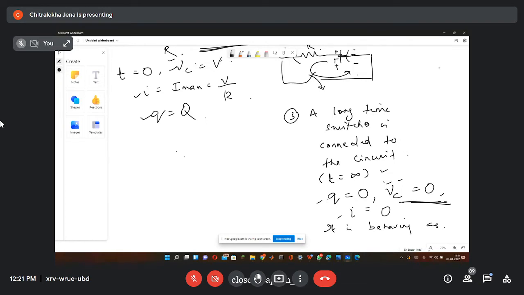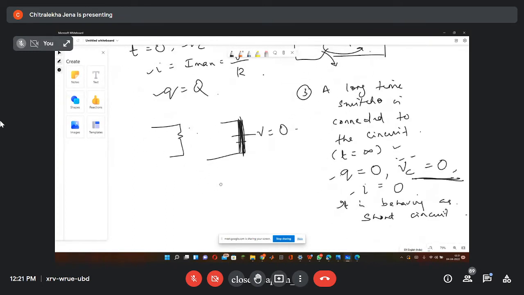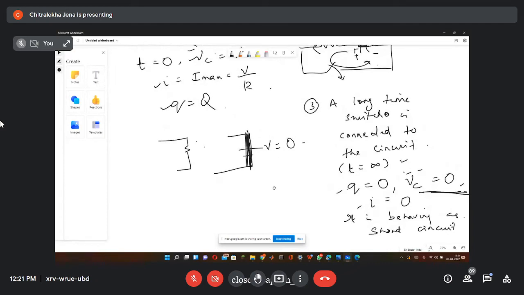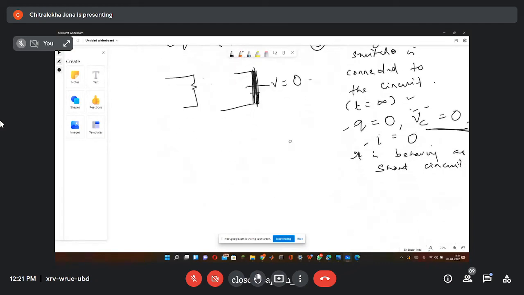Understood? Got it or not? Yes, ma'am. There is no potential difference. If I put a resistor here, or if there is a voltage source here, I will remove it and I will short these two terminals. What is the potential difference? Potential difference is 0, right? Yes, ma'am. So it will behave as a short circuit. Okay. So here, all of you got it or not? Understood, all of you? Yes, ma'am. So the first condition, this is the third condition.